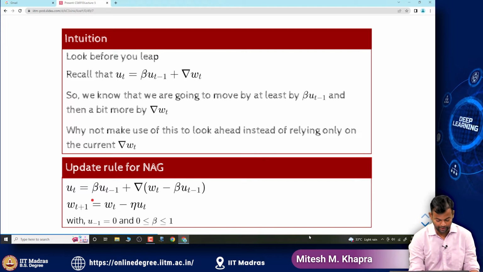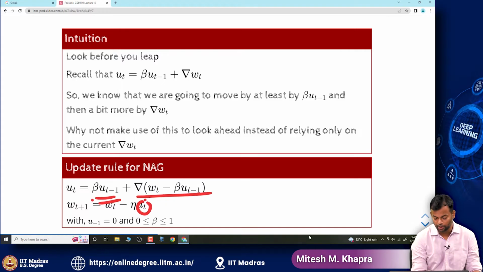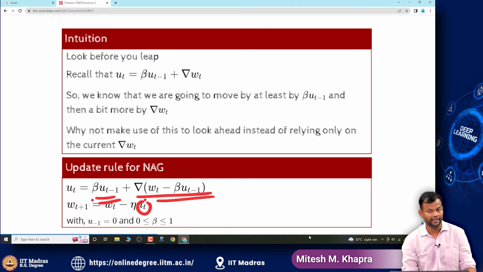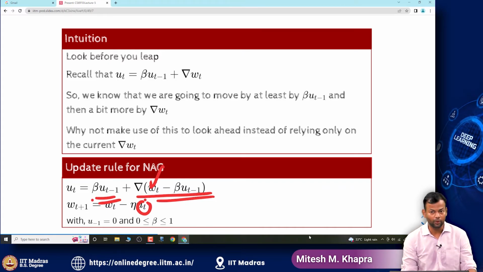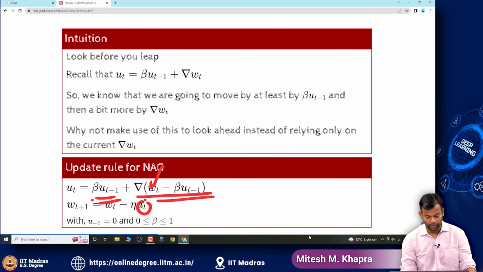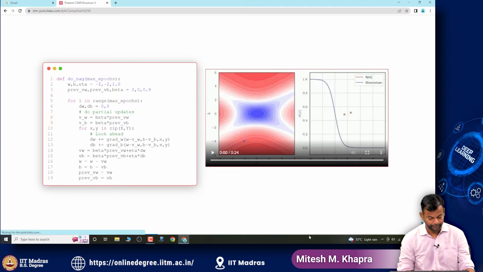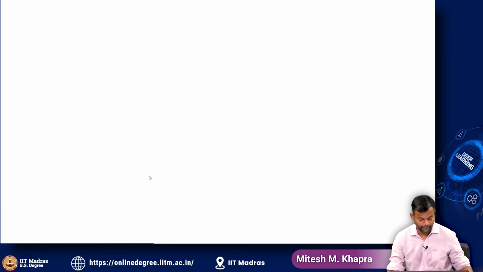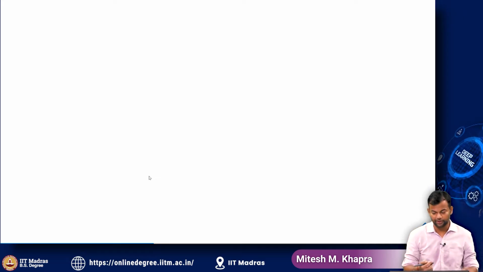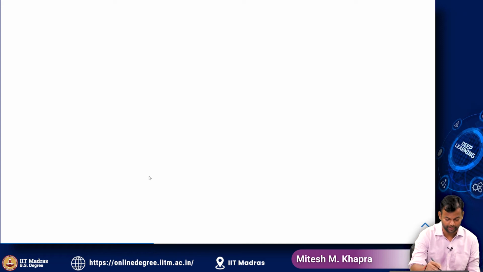So this ut here again accounts for the history as well as the looked ahead gradient, as opposed to the gradient at wt itself. Okay. So now let me give you a more visual illustration of what the momentum, what the NAG or Nesterov Accelerated Gradient Descent is trying to do, right?